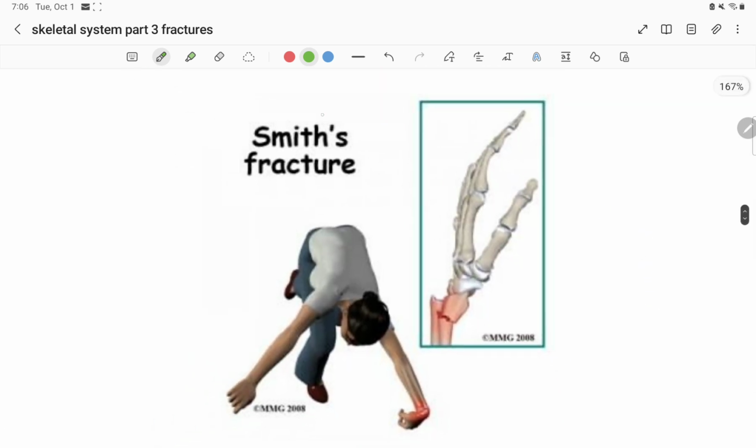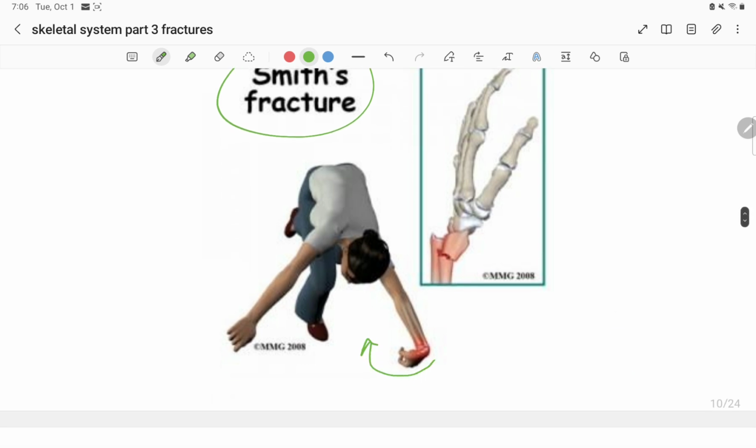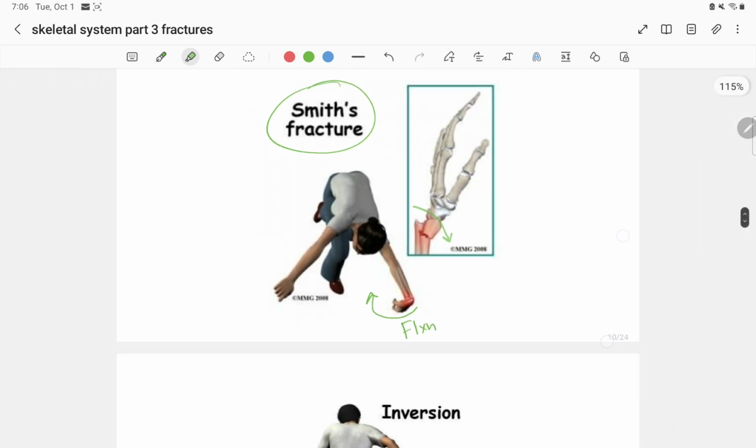Okay, a Smith fracture is the opposite of a Coles fracture, and this is where the wrist area breaks with the wrist in flexion. Okay, so this position right here is flexion. And you can see the displacement of the bone. Okay, so that's a Smith fracture.